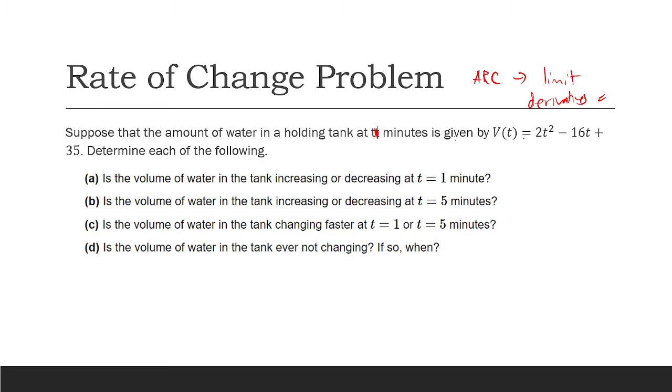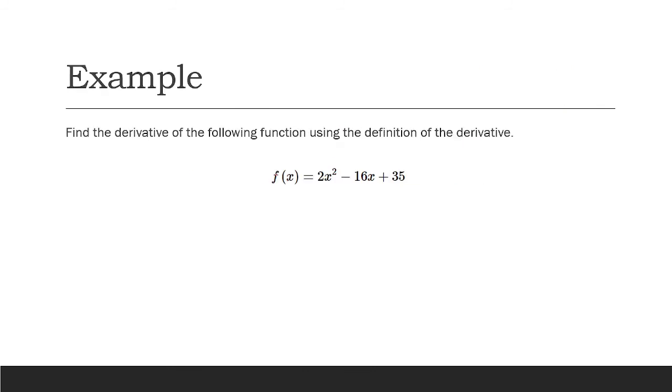Now, before proceeding to this question, medyo madali na to. Again, kasi given to is v of t is equal to 2t squared minus 16t plus 35. If you notice, this is also the same problem that we had earlier, except that ang ating variable is not x, but it's t. But this is the same problem.